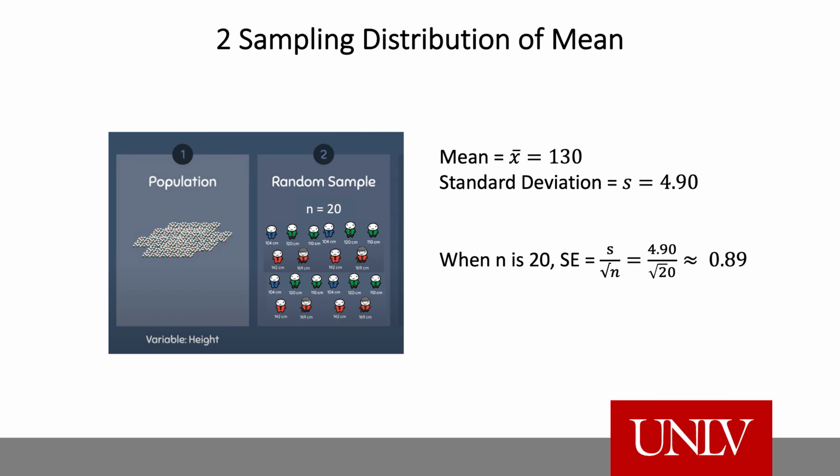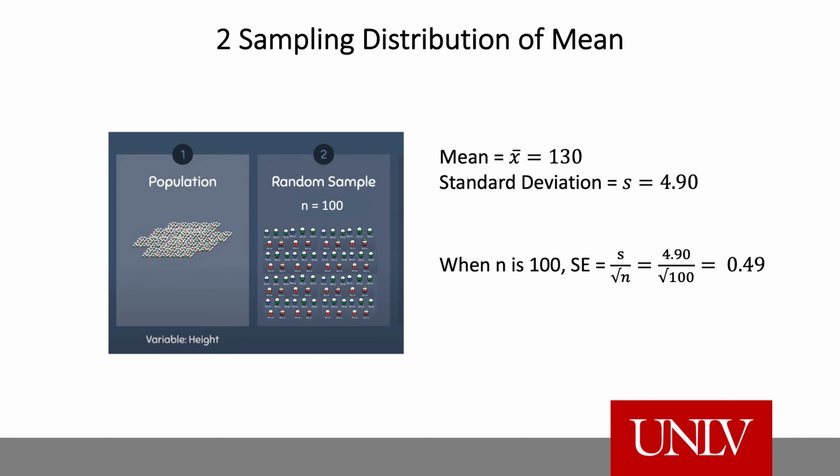Now notice how the picture changed as the sample size grows. When the sample size increases to 20, the standard error becomes much smaller, around 0.89 centimeters. When the sample size reaches 100, the standard error drops to about 0.49 centimeters. At that point, almost all sample means are very tightly clustered around 130 centimeters.